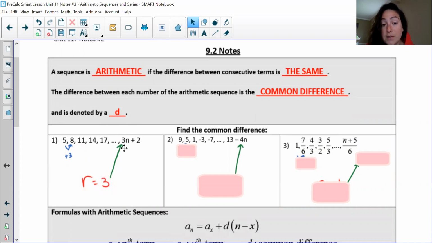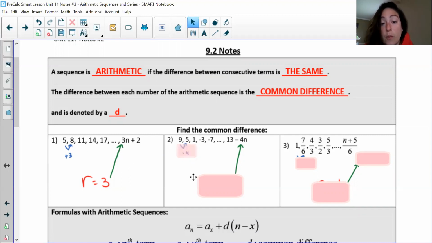And notice our last term here, 3n plus 2, that is the explicit formula for this sequence. If I substitute in 1, I get 3 plus 2, which is 5, our first term. If I substitute in 4, I get 3 times 4, which is 12, plus 2, which is 14, which is our fourth term. So we have our explicit formula for this arithmetic sequence, and notice that the coefficient of our variable is also our common difference.